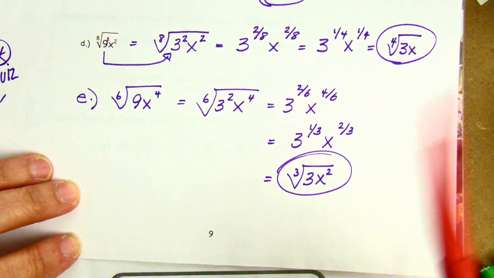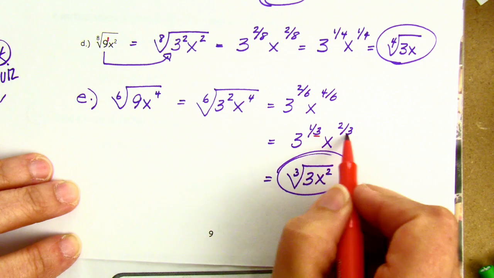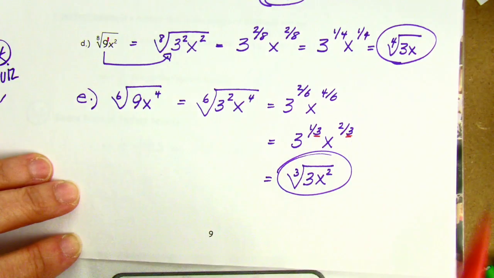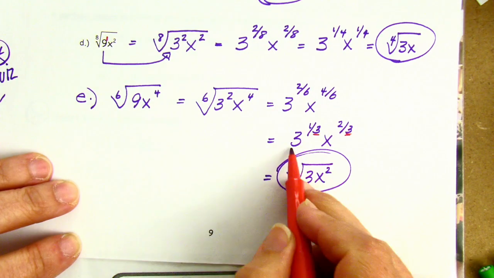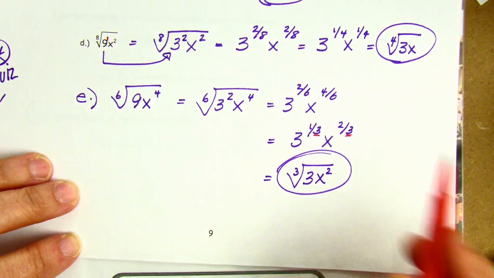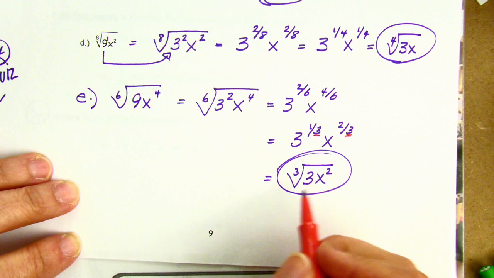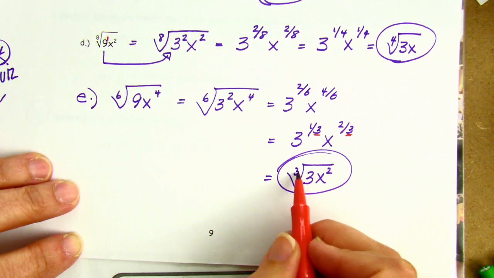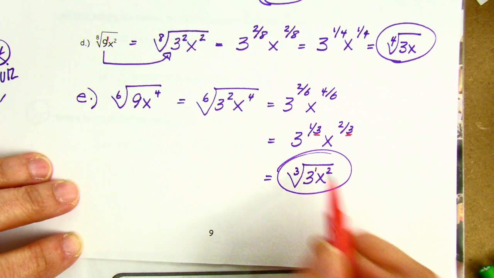And notice they both have cube root. Okay, so it's going to be cube root of 3 to the power of 1 and the cube root of x to the power of 2. So since they are both cube root, I can put them both underneath the same radical, 3 to the power of 1, x to the power of 2.